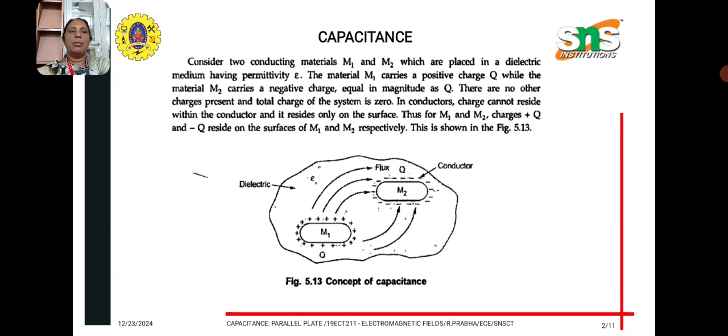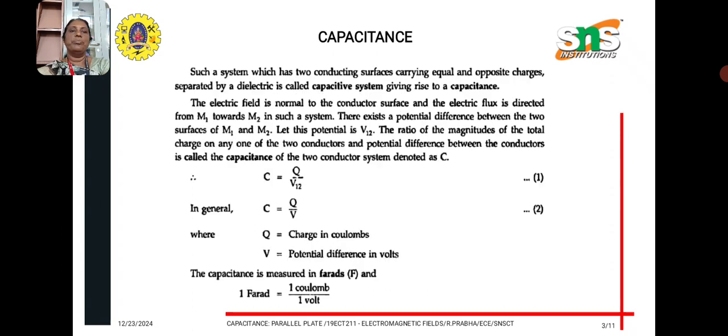The material M1 carries a positive charge Q while the material M2 carries a negative charge, and both are equal in magnitude, equal to Q. There are no other charges present, and the total charge of the system is 0. In conductors, charge cannot reside within the conductor, so it resides only on the surface. So the charges plus Q and minus Q reside on the surfaces of M1 and M2 respectively. This type of system, which has two conducting surfaces carrying equal and opposite charges separated by a dielectric, is called a capacitive system, and it gives rise to a capacitance.